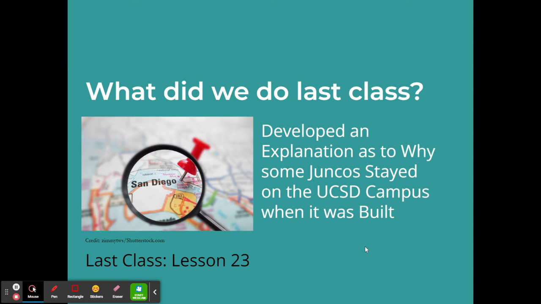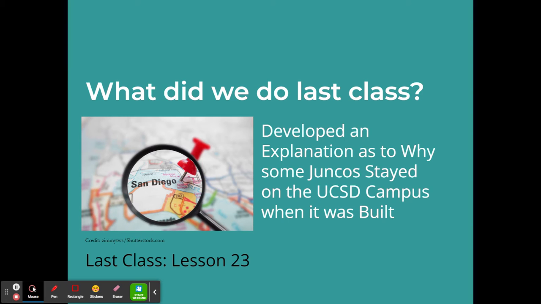So what we did, remember back in lesson 23, is we developed an explanation as to why the Junco stayed at the university campus when it was built. Part of it is because the university campus created an environment separate from the surrounding scrubland where the organisms could access resources that they couldn't find in the surrounding scrubland, almost creating an urban island in the scrubland surrounding area.